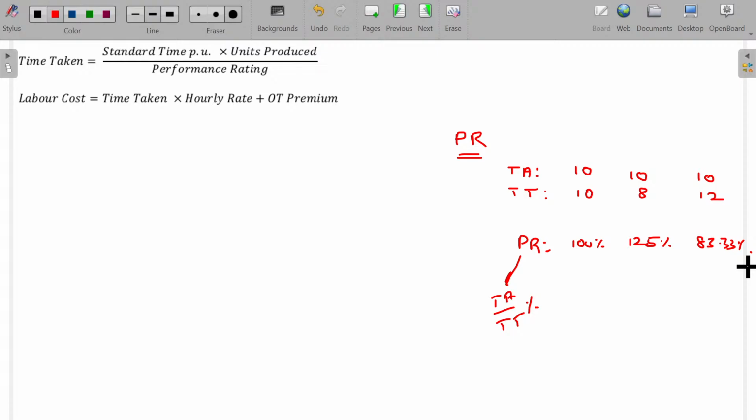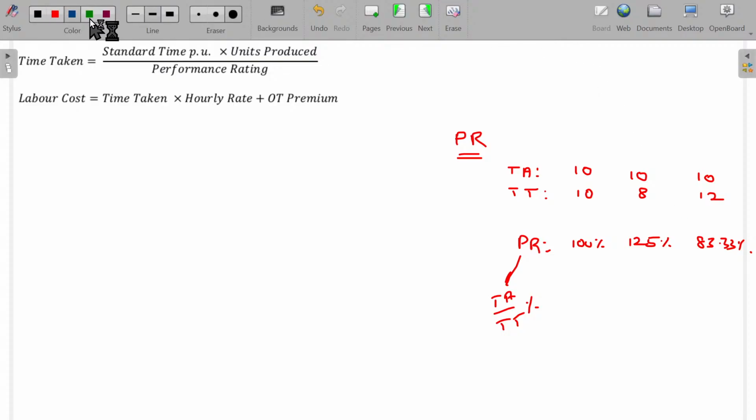Come on, tell me. How will you pay the salary to the employees? Based on the time allowed or time taken? If nothing is stated, based on the time taken. Usually based on the time taken. If it demands a premium or bonus, of course you can pay. Usually based on the time taken, we offer the salary. Okay. So from this, it is very clear: you have to find out the time taken.